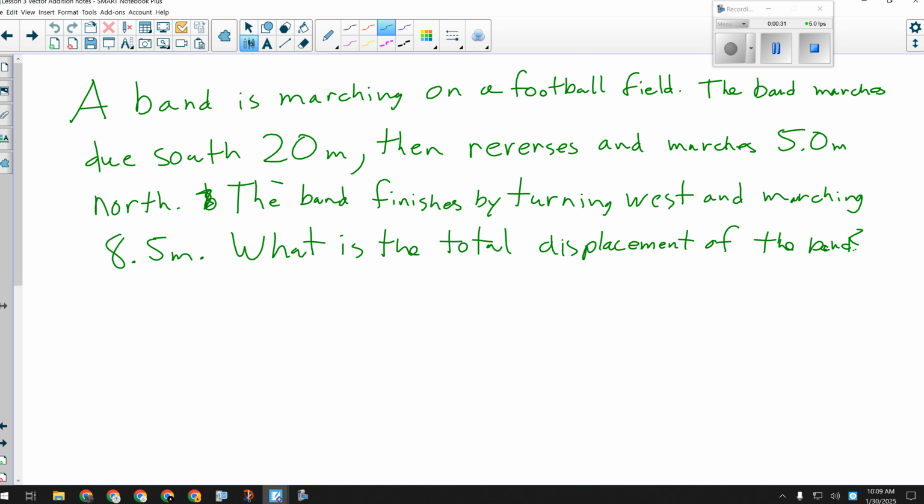Okay, we start out with 20 meters south. Then we go back 5 meters north. And then we go 8.5 meters west. Okay, I think we got the diagram done at the end of class, right?